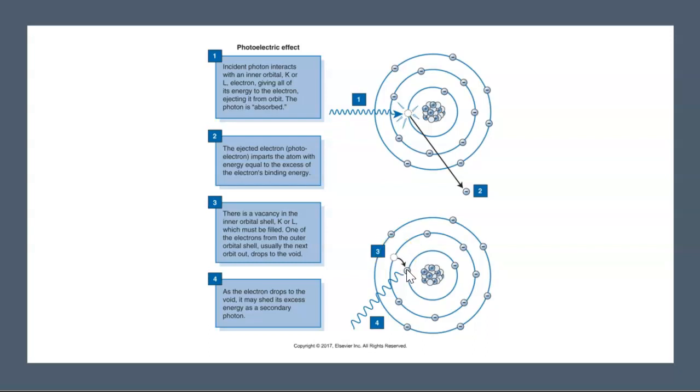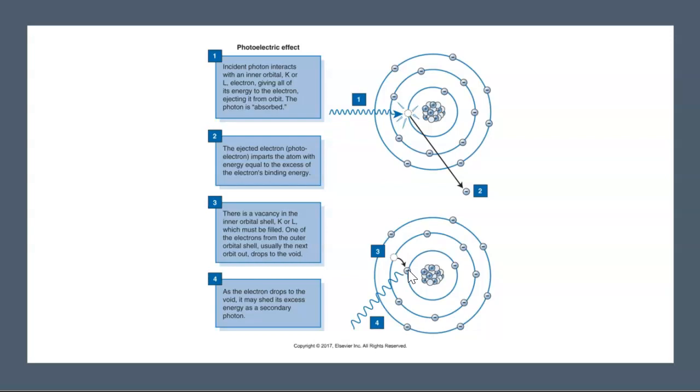So when it does that, it's called characteristic cascade. And when it drops down, it's going to release the difference in the binding energies in the form of a photon. Okay, so as the electron drops to the void, it may shed its excess energy as a secondary photon. So the secondary photon is the binding energy difference between the L and the K shell. Okay, does that make sense?